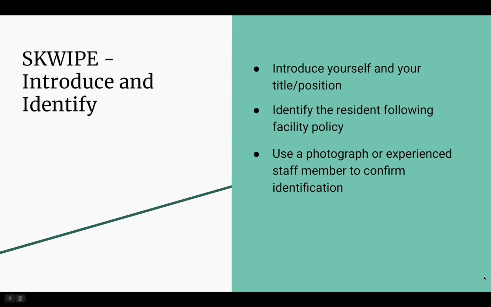However, in a long-term care setting, some residents may have cognitive or sensory deficits and may not correctly state their own name. So asking their name is not always a safe manner to identify them. Instead, identification in long-term care settings is typically performed by using a photograph in the medical record or by asking another experienced staff member to confirm identification.